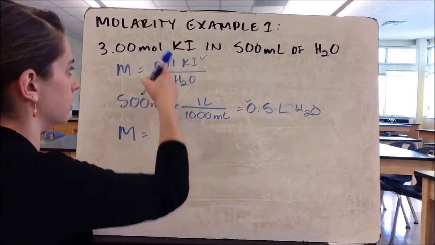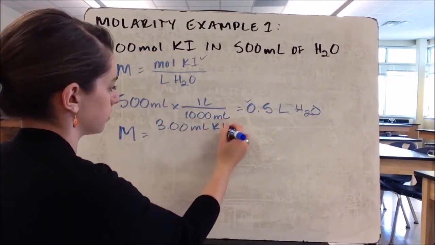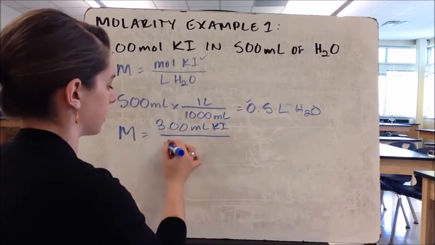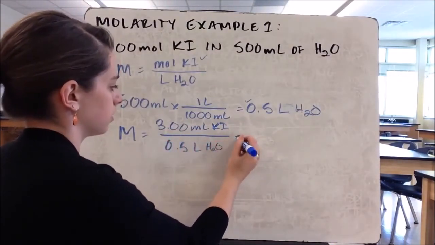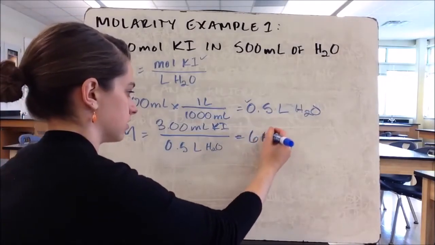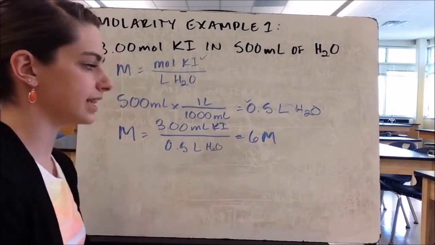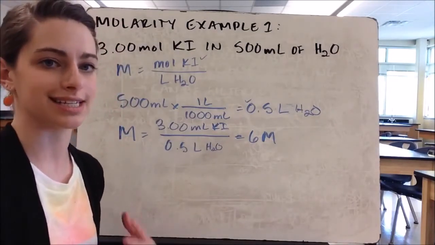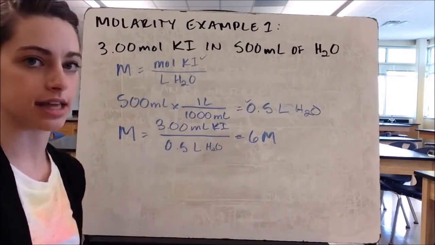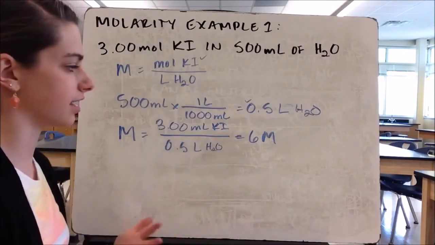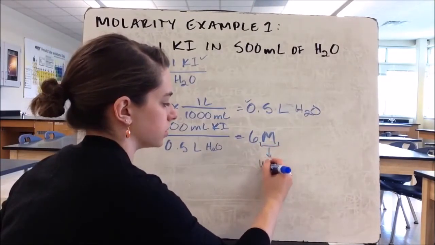So molarity is 3 moles potassium iodide divided by 0.5 liters, which gets me 6. And then the units on that are capital M. You read this as 6 molar. So this is a 6 molar solution. And you have to make sure that you put the M on it, otherwise that 6 doesn't mean anything. In this case, when we're looking at molarity, M is your unit.